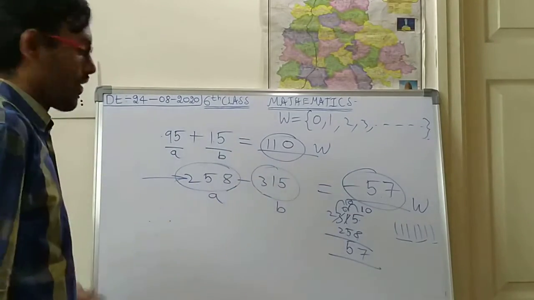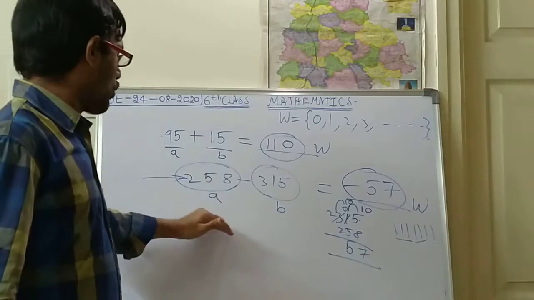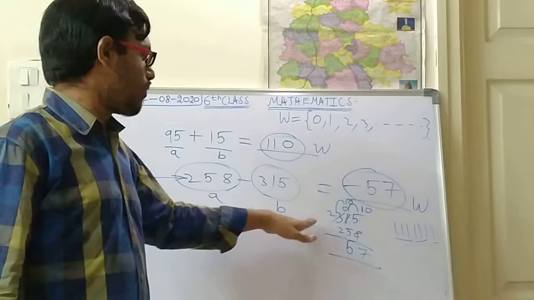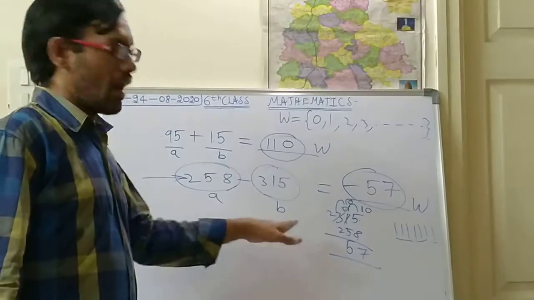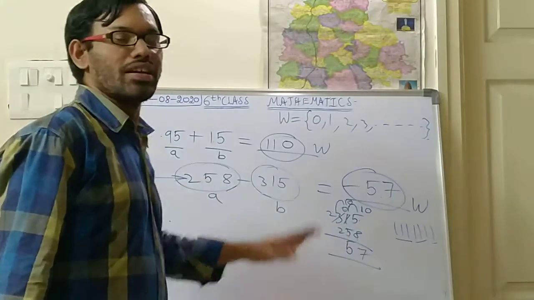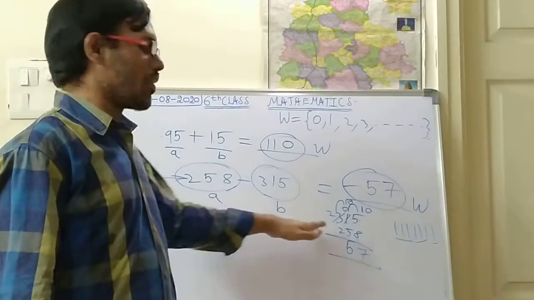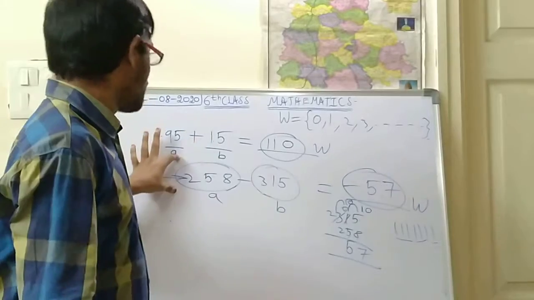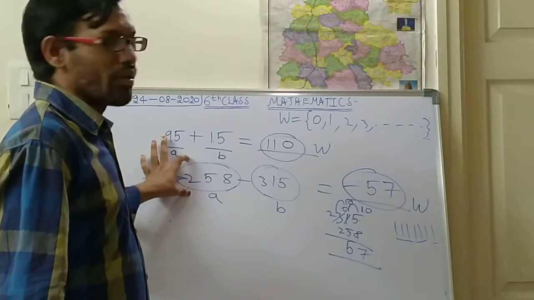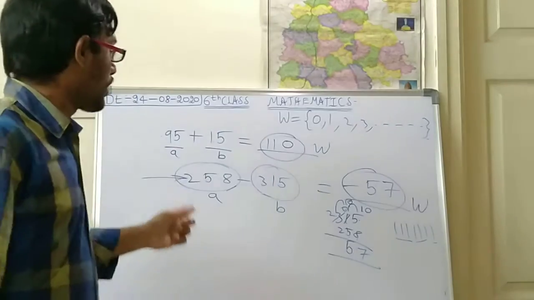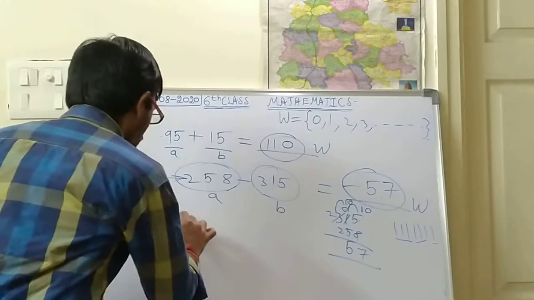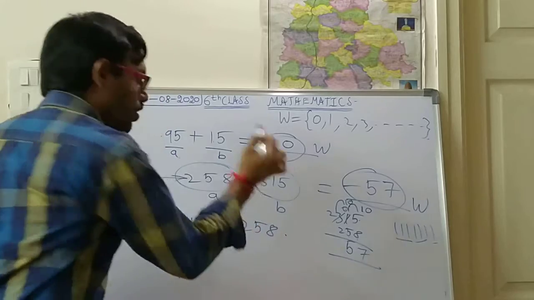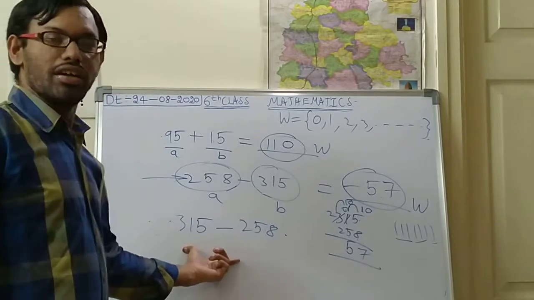Therefore what you have to write in the conclusion: closure property of whole numbers under subtraction does not satisfy for this problem. Okay, for this problem it does not satisfy. How would it be satisfied? If we write 315 minus 258, then for this problem it will be satisfied.